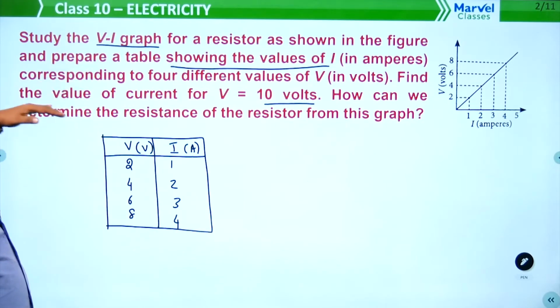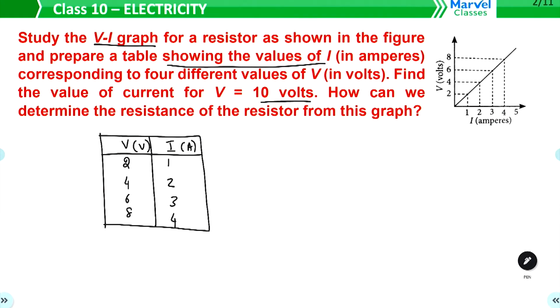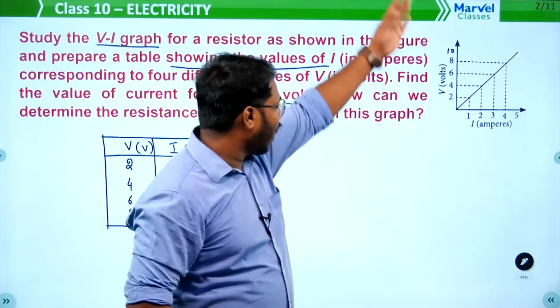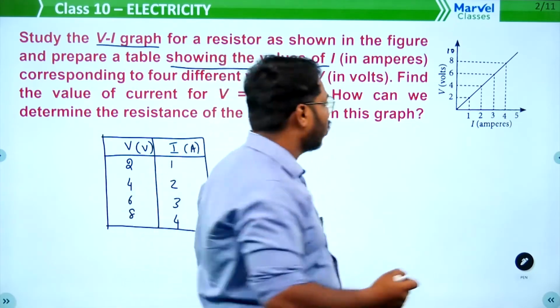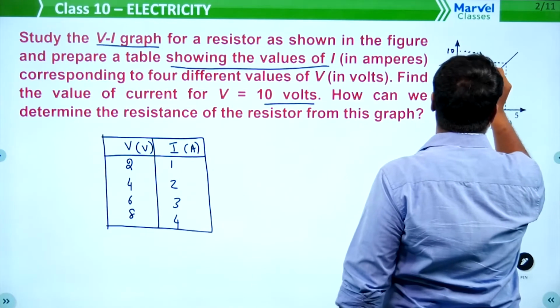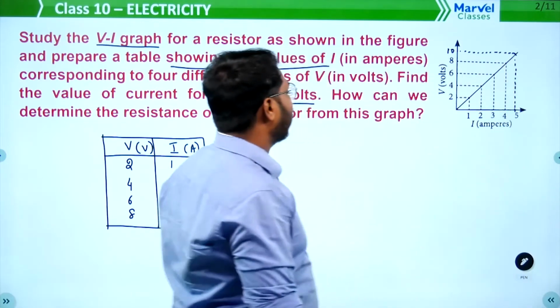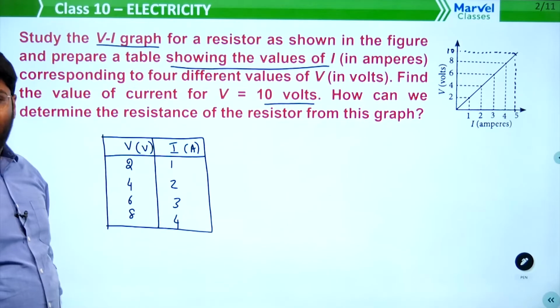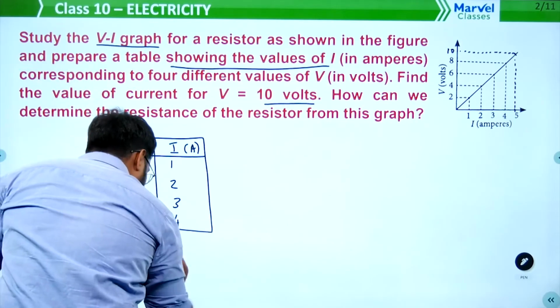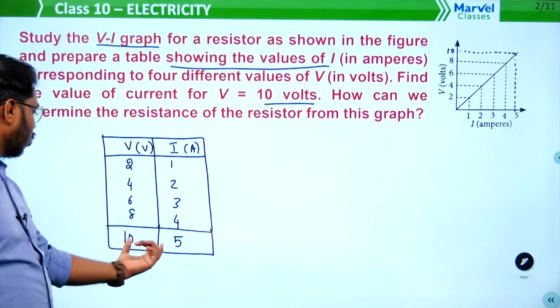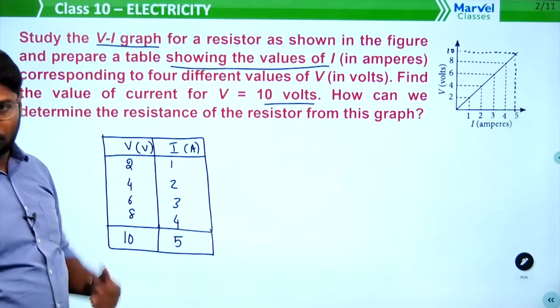Next they are asking us to find the value of current for 10 volt. Here you would have 10. How do I say that? Because the y-axis is in the scale of 2 units, so this should definitely be 10. If I draw a dotted line like this and drop a perpendicular, I can see that it meets 5. So for 10 volt, it would have been 5 amperes. It's pretty much straightforward. So this is the answer for your first question.